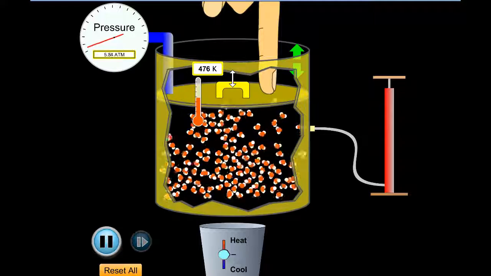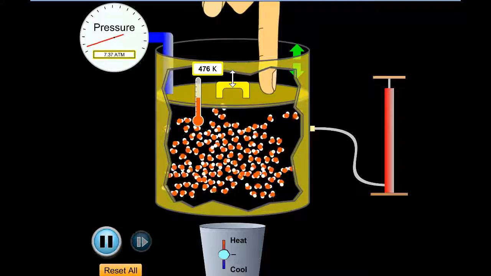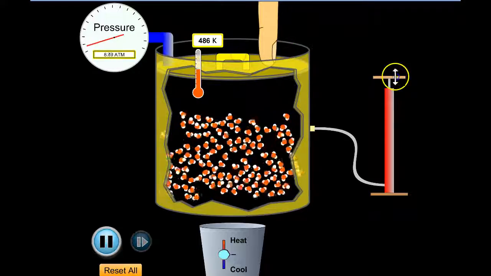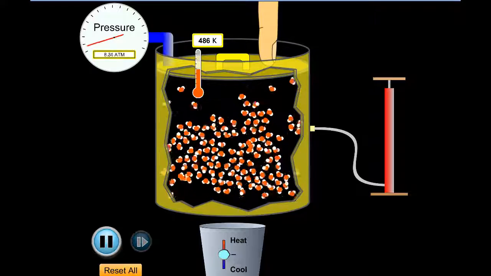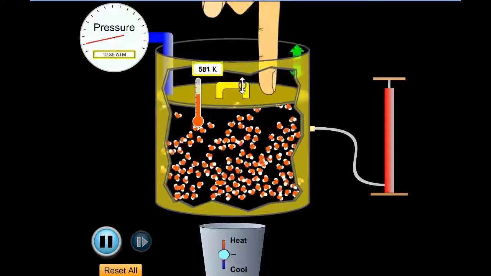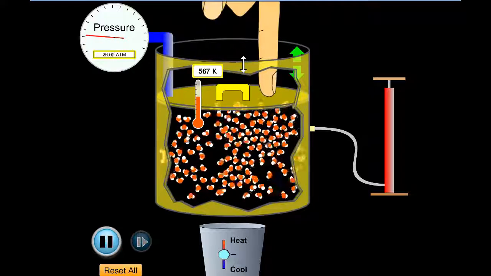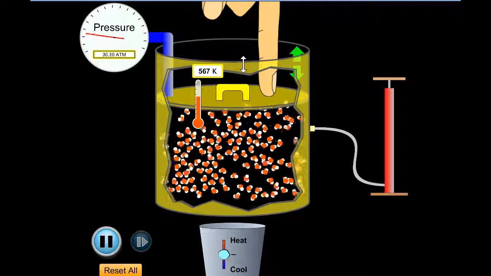But the key part here is, if I want to increase density, there's two ways I can do it. I can either add more matter, so when I add more matter, more atoms, that's going to make things more tightly packed, or I can decrease volume.